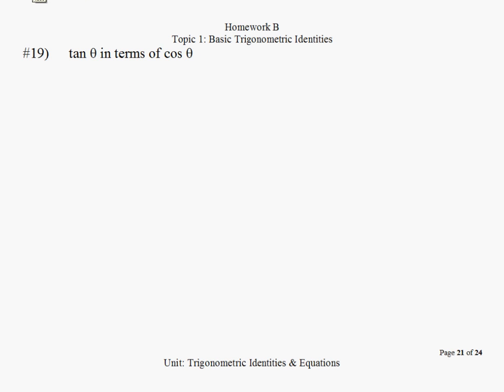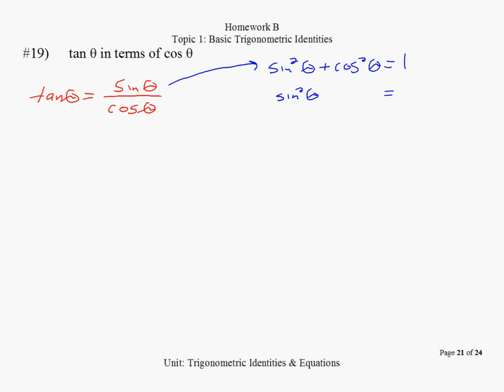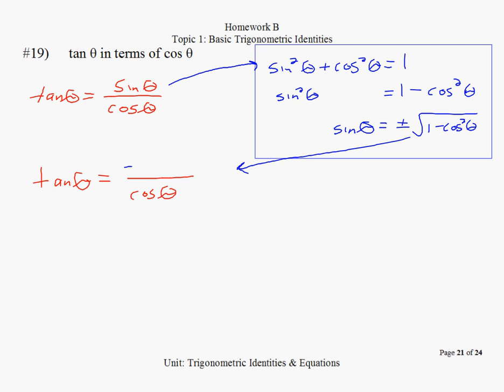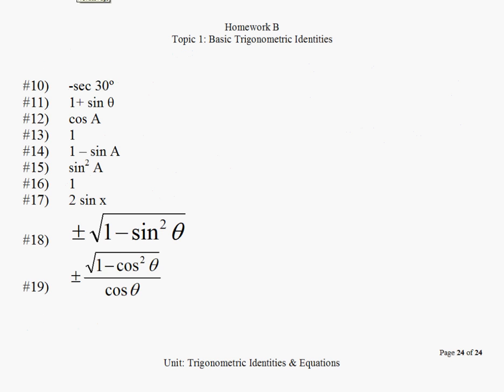19, tangent in terms of cosine. Tangent of theta is sine over cosine. Recall that sine squared plus cosine squared is 1. If you get sine by itself, you get that sine is plus or minus the square root of 1 minus cosine squared. Plug that in for sine. Tangent is by itself, the right side is using cosines and numbers. Done.